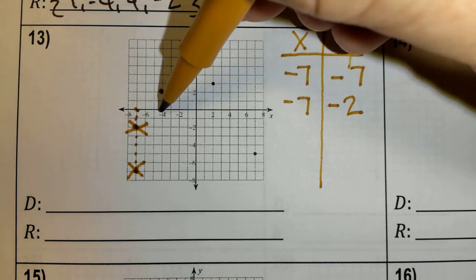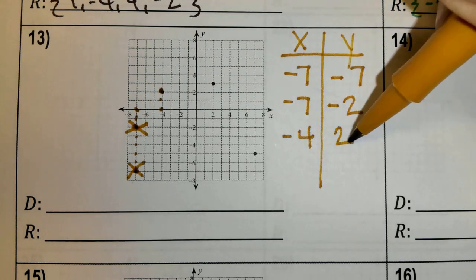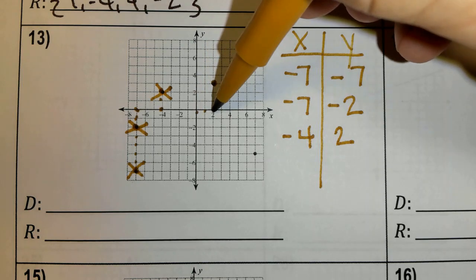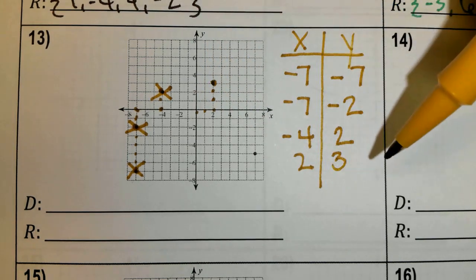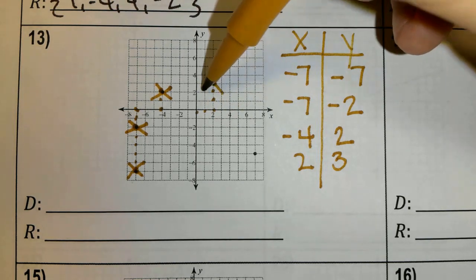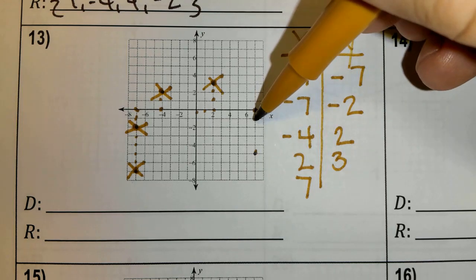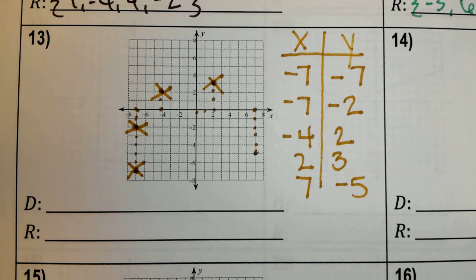Then this one is -4. And then up 2. Got rid of that one. And then this one right here, I go right 2, so +2, and up 3. Okay. And then this last one over here is right 7, down 1, 2, 3, 4, 5. And that's it. So now I just have to write those.